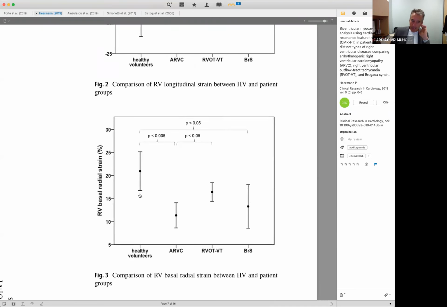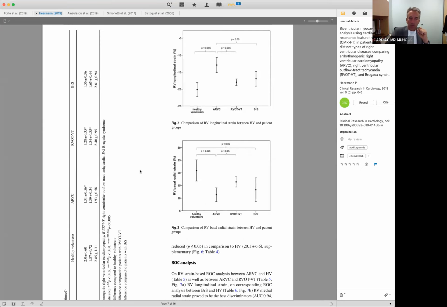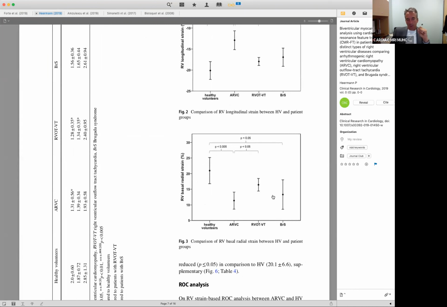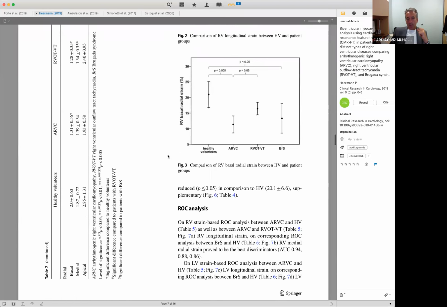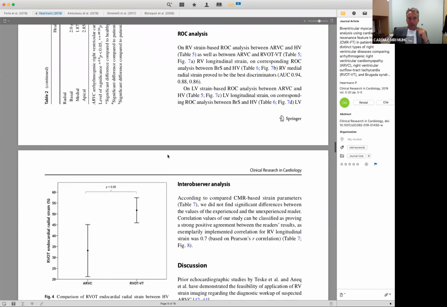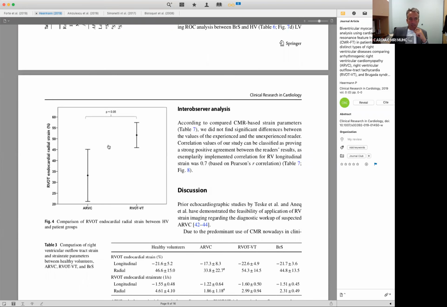So looking at the radial strain, you see that all the diseases show a difference when compared to healthy volunteers. So that's not specific for ARVC, for example, or for the others. It's not that you can use the radial strain to differentiate between them. And I also think the radial strain so far probably has the biggest problems when it comes to clinical application.